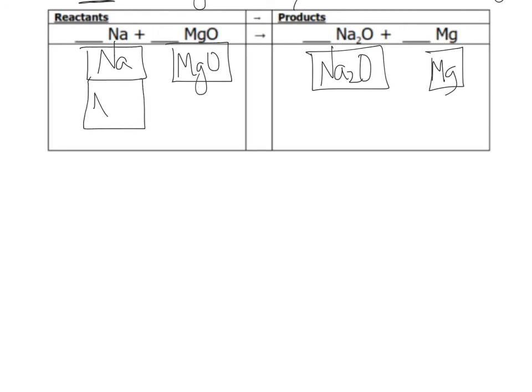I'm going to go to the side that I only have 1, add another Na, and now Na is good. Mg, both sides have 1. O, both sides have 1. So this one is 2, and everything else just has 1.